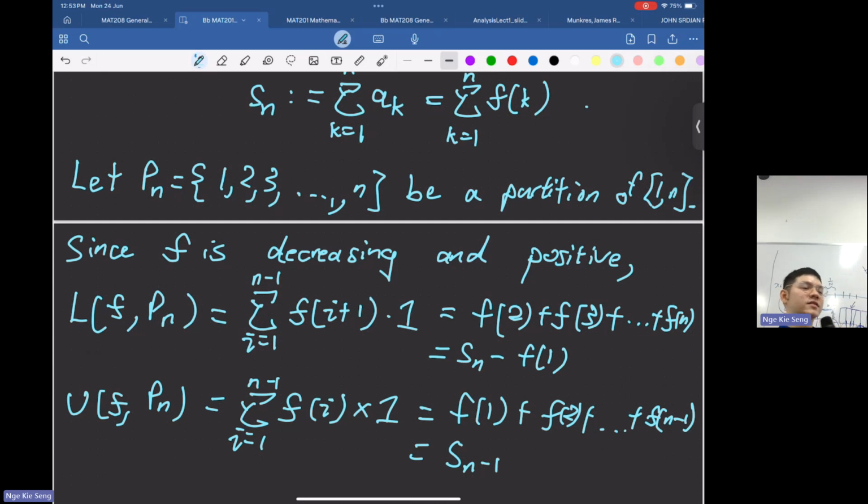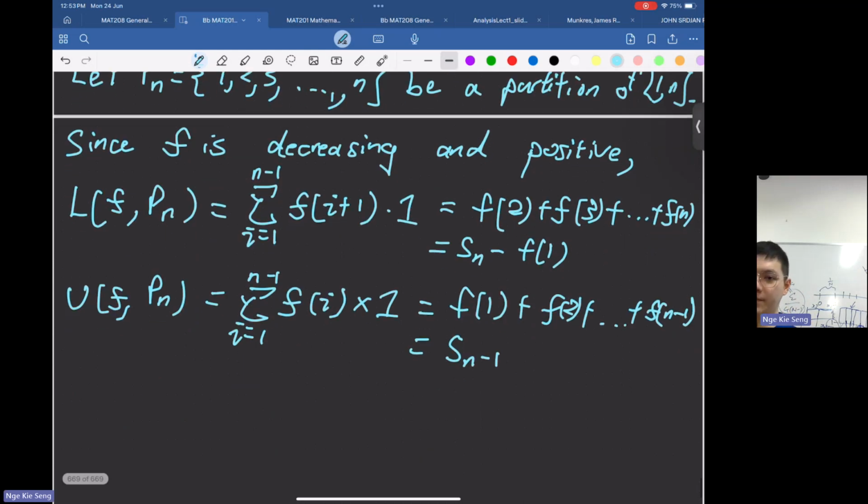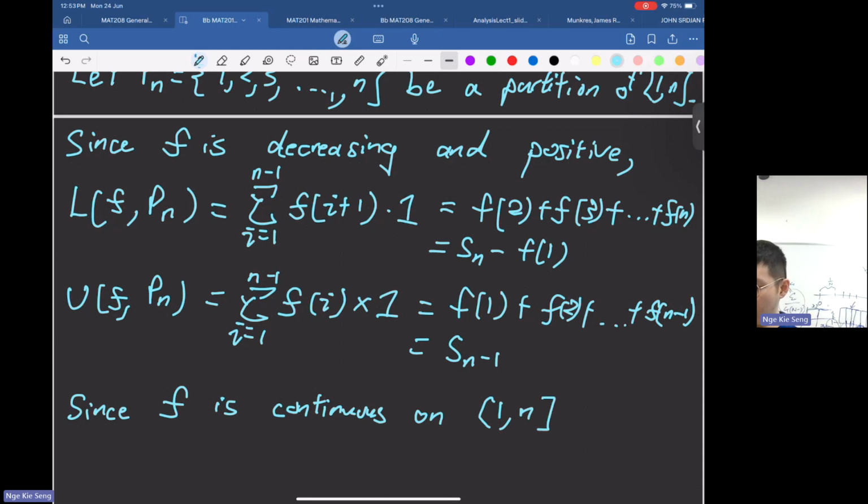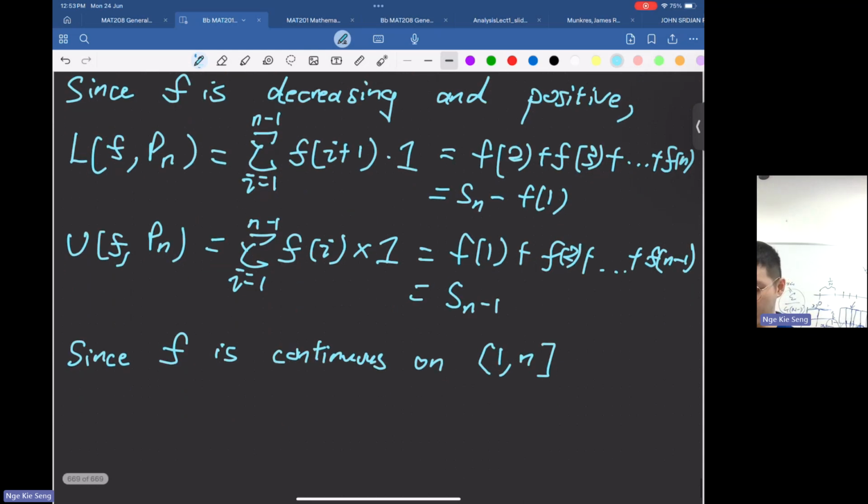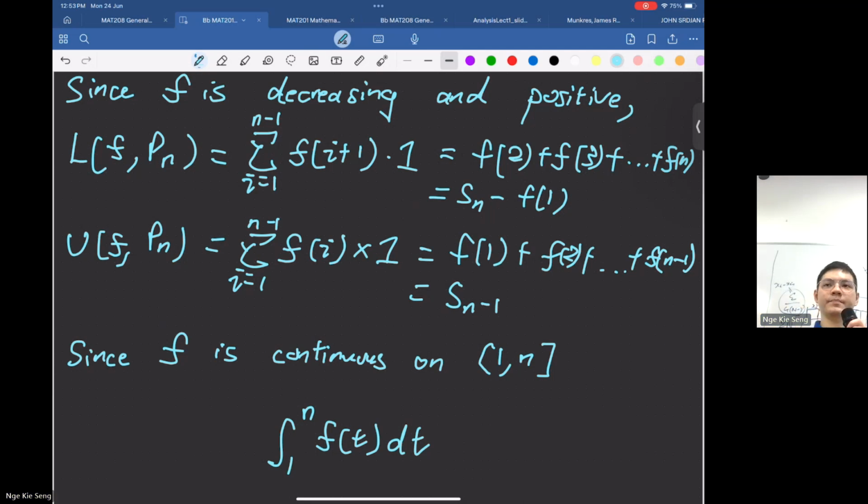So you can see how we study this integral test using the upper sum and lower sum. Since f is continuous on this interval 1 to n, how do you compare the integral of f dt with the upper sum and lower sum? Where should you place them? What is the relationship between the upper sum, the lower sum, and the integral here?